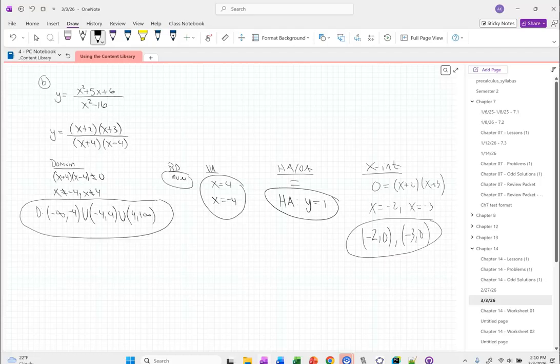Everybody feel okay there? Is the y-coordinate always 0? Yeah. Why is it always 0? What do we plug in for y to solve this? 0 in for y, right?